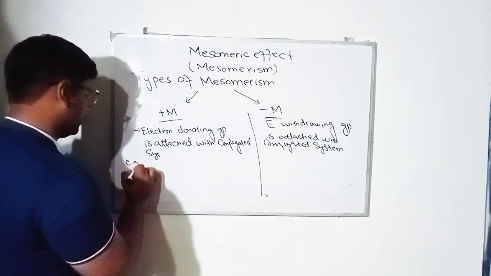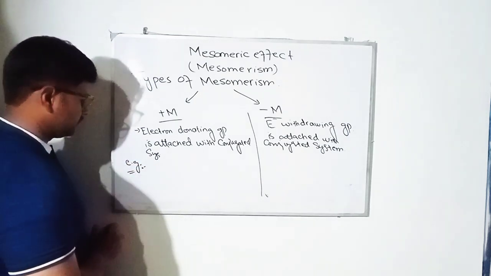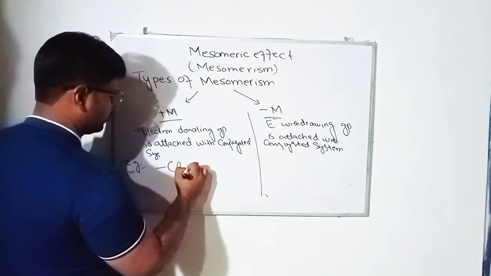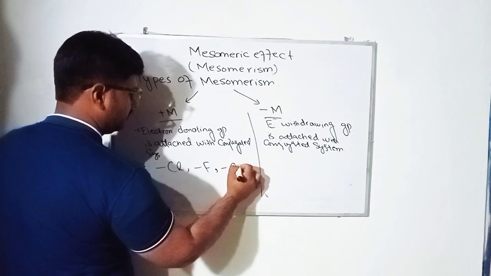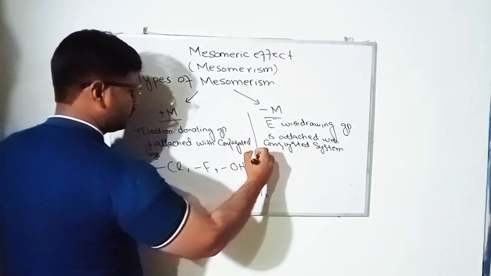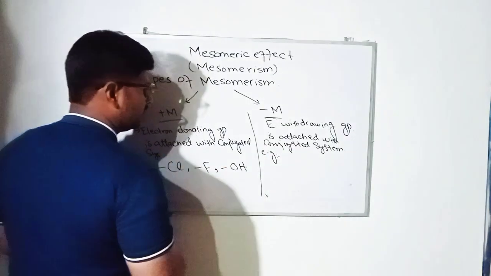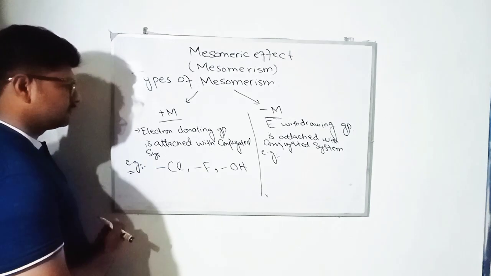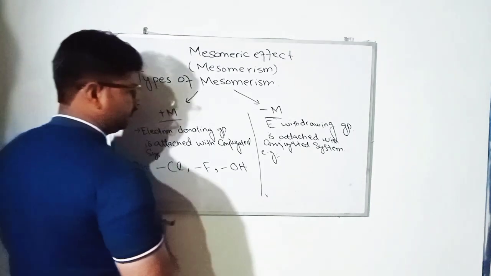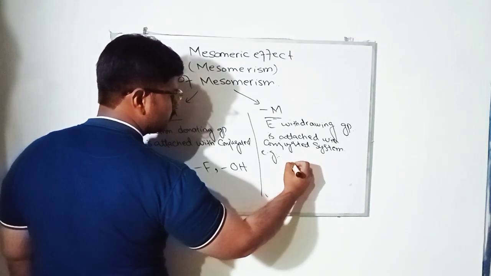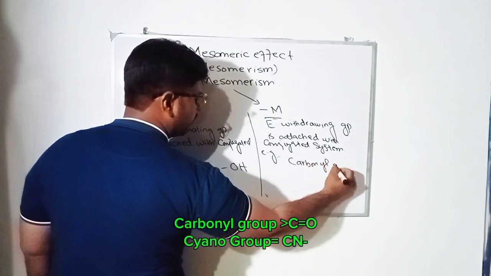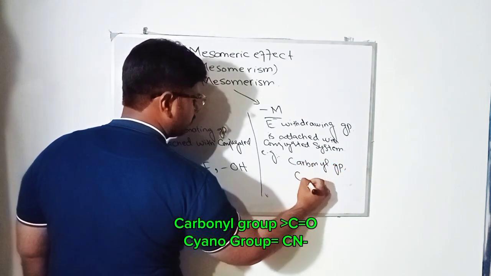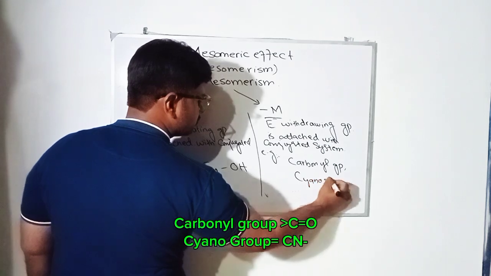Now what are the electron donating groups? Basically they are chlorine or fluorine or hydroxyl group. And what are the examples of electron withdrawing groups? These can be carbonyl group or cyano group.